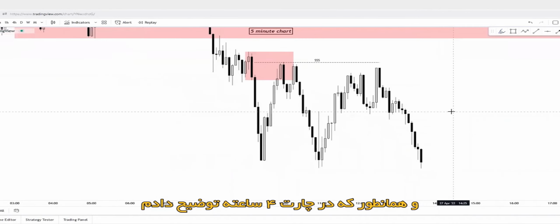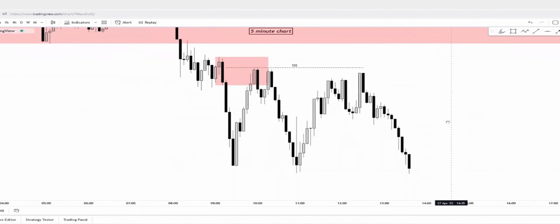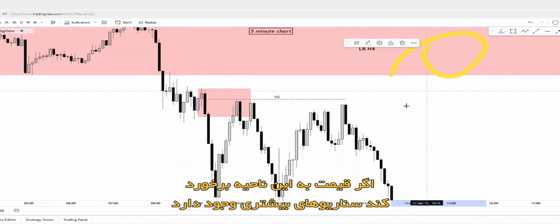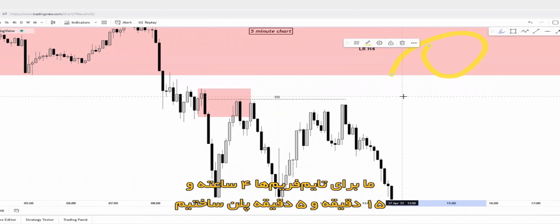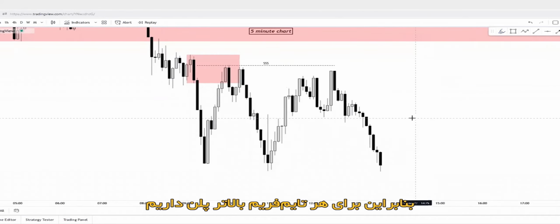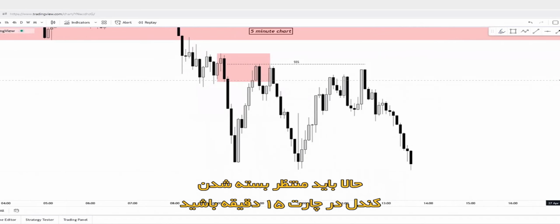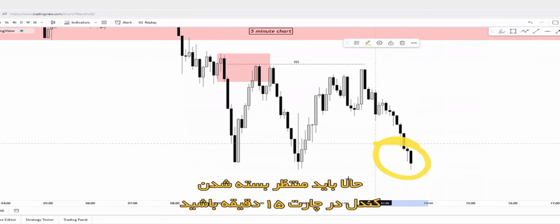And as I explained on the 4-hour chart, if this supply zone is being tapped, there are more scenarios. So we have a plan for every single time frame, right? We've built a plan for the 4-hour, we've built a plan for the 15-minute, we built a plan for the 5-minute. So we have a plan for every single higher time frame. Right now, all you have to do is wait for a candle closure on the 15-minute chart.